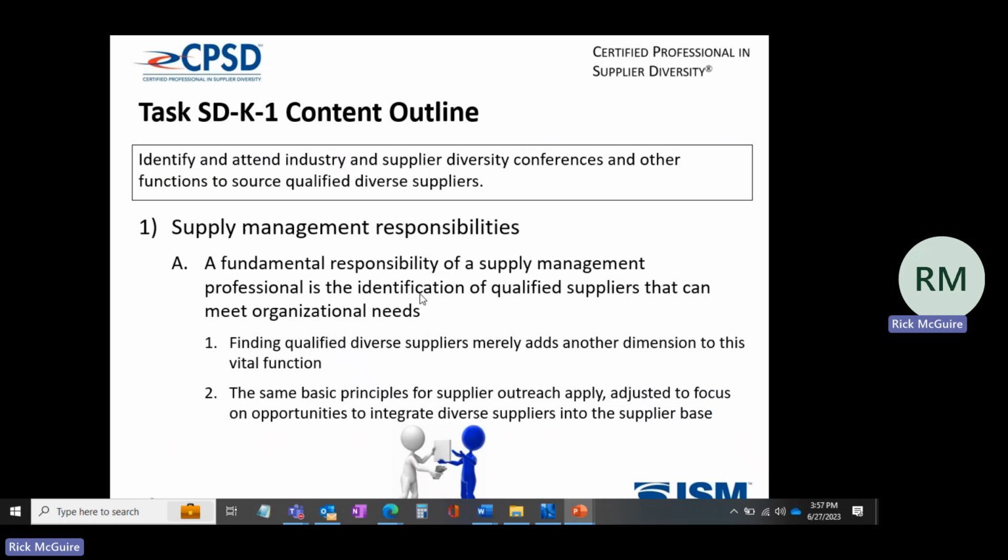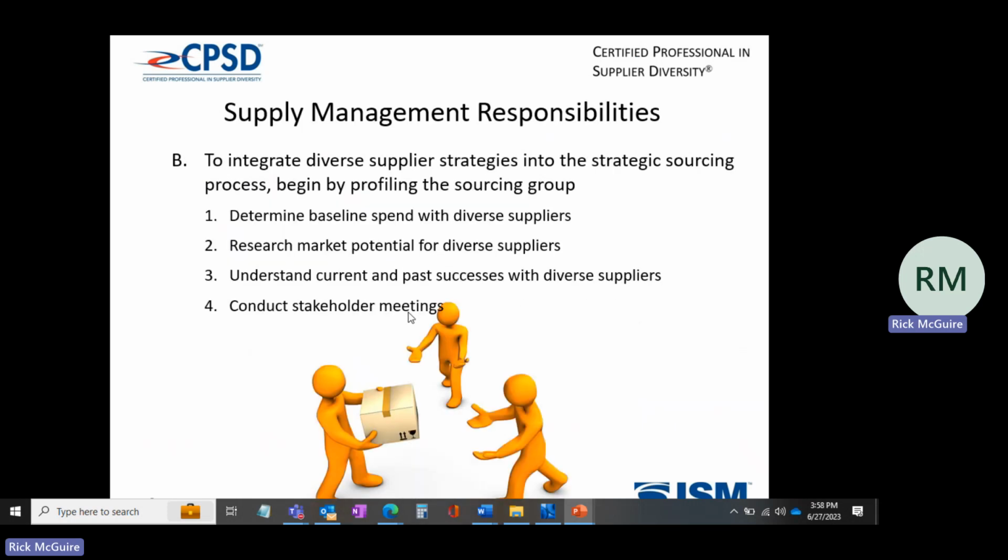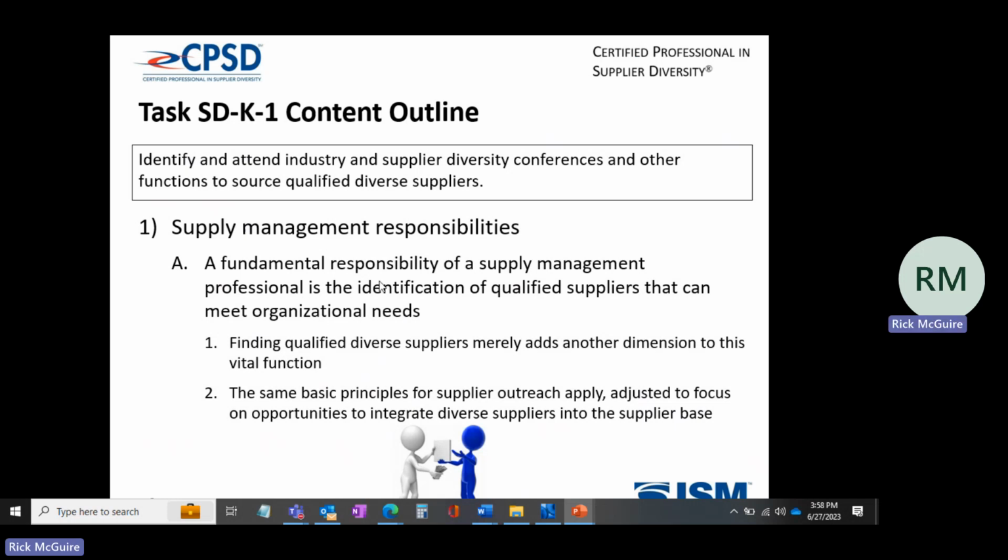So, supply management responsibilities. A fundamental responsibility of a supply management professional is the identification of qualified suppliers that can meet organizational needs. And that's any supplier. Finding qualified diverse suppliers merely adds another dimension to this function. The same basic principles for supplier outreach apply, adjusted to focus on opportunities to integrate diverse suppliers into the supply base.